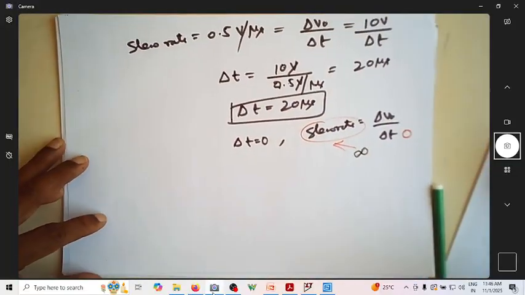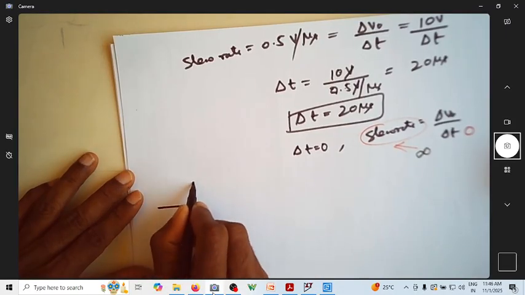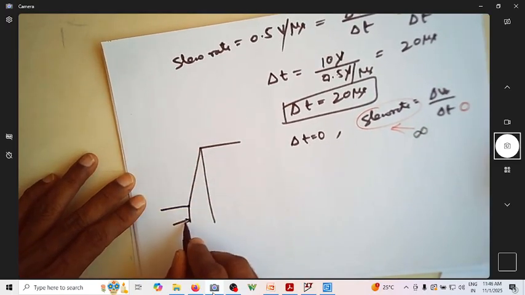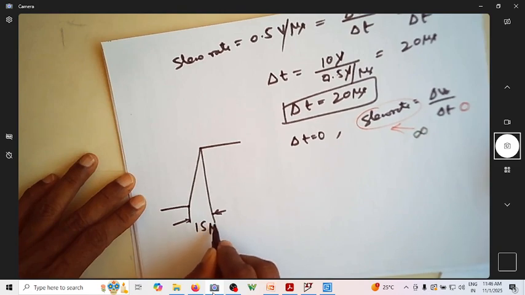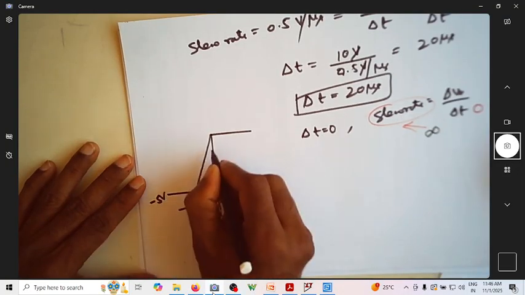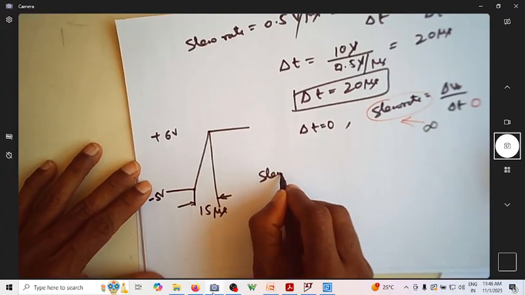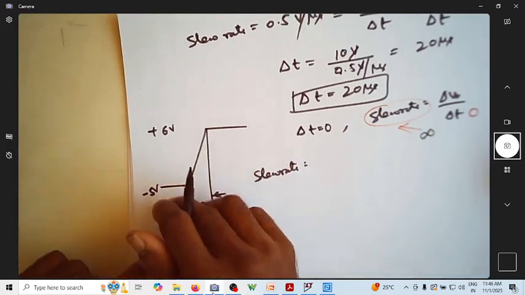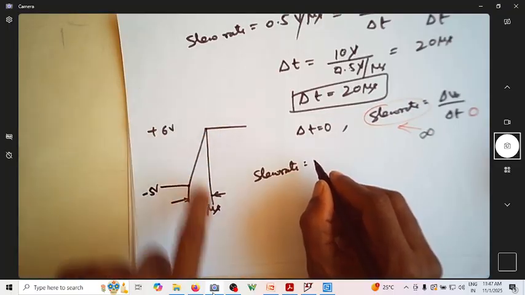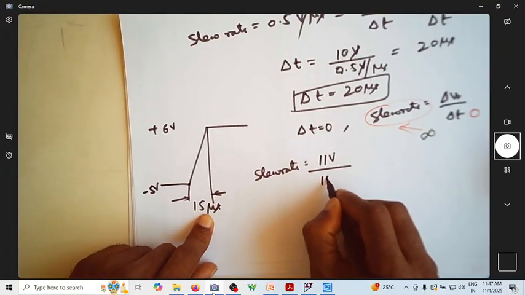Suppose you take one more example: a signal going from this to this, like this. If it takes around 15 microseconds to change from -5 volts to +6 volts, what is the slew rate? Can you see it is changing from -5 to +6? So how much is the overall change? It is 11 volts. How much time is it taking? It is taking 15 microseconds.